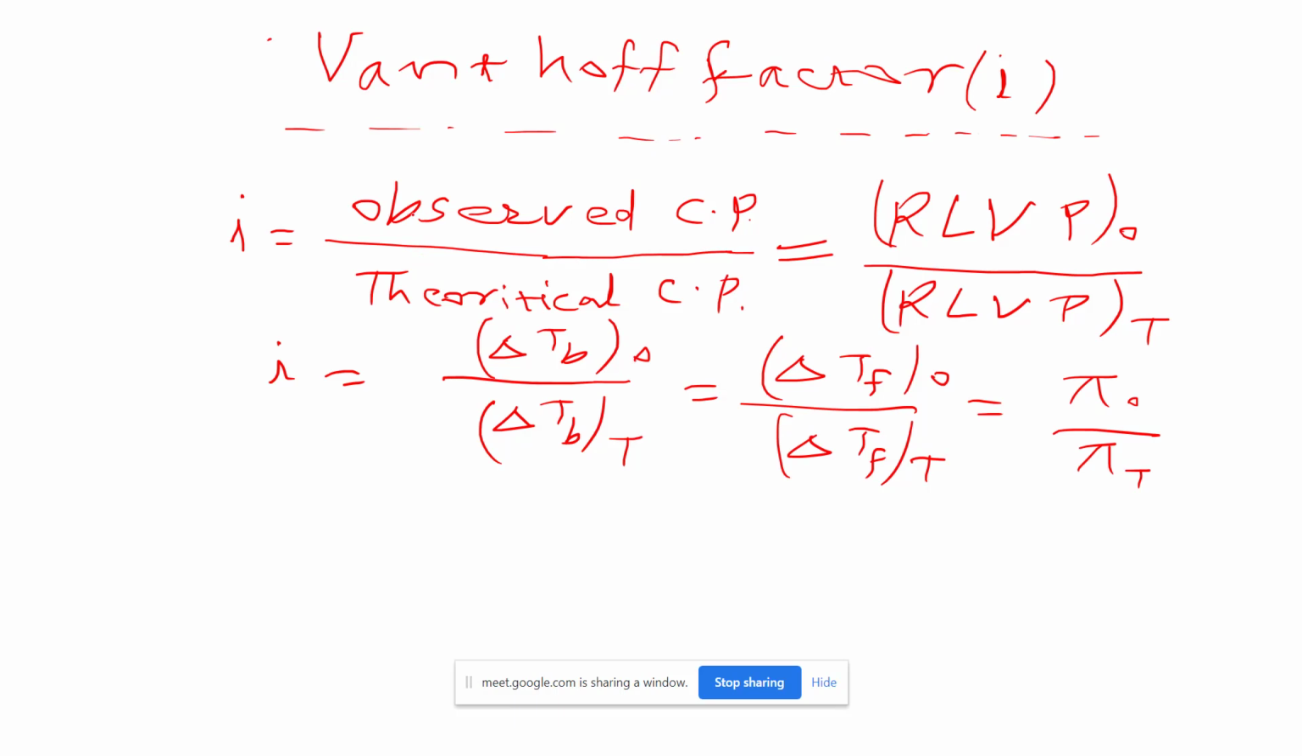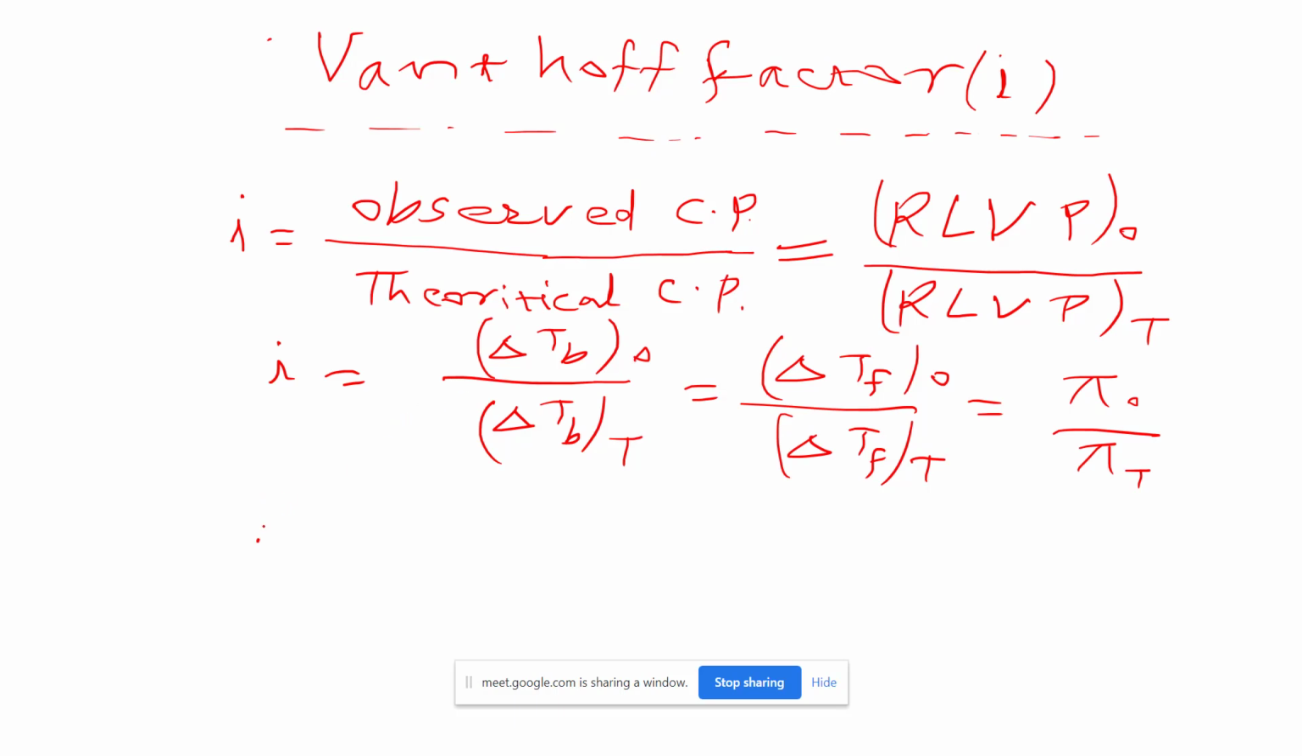Whenever both values are equal, the observed value will be equal to the theoretical value, and we get i equals 1, isn't it? So there is no difference in the observed and theoretical value. Now, when the observed values of colligative properties are different from the theoretical value, we will take an example.